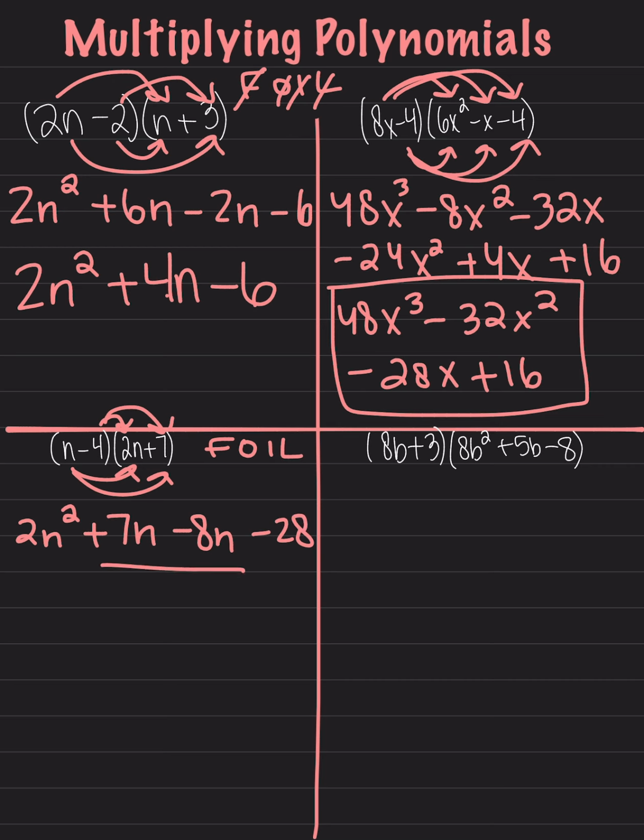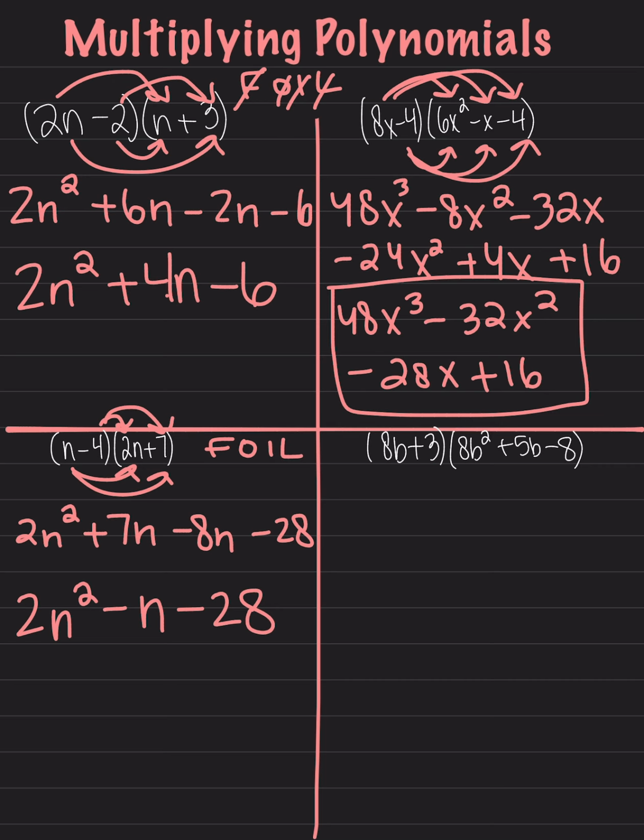Now all we have to do is combine these n terms. So 2n squared. Now we have 7 minus 8, which is negative 1, so we will do negative n minus 28. Lastly, we have 8b plus 3 times 8b squared plus 5b minus 8.